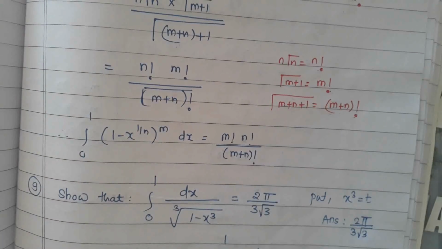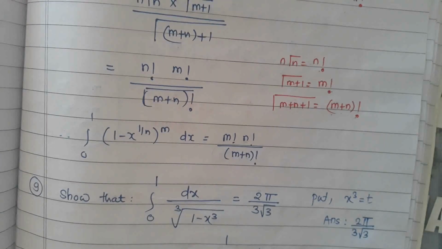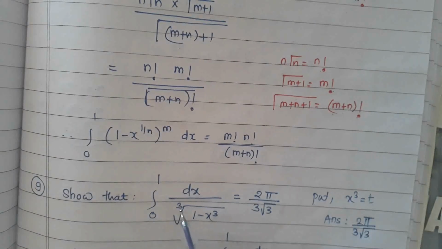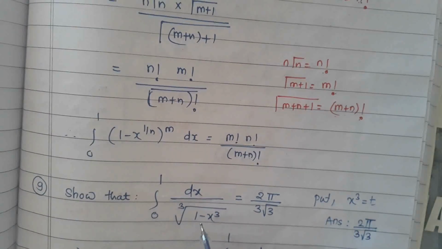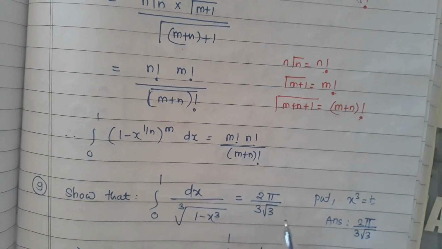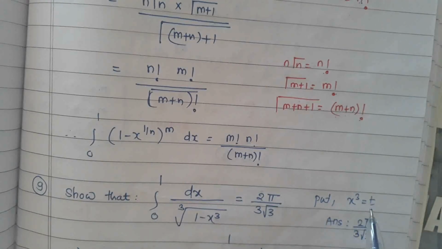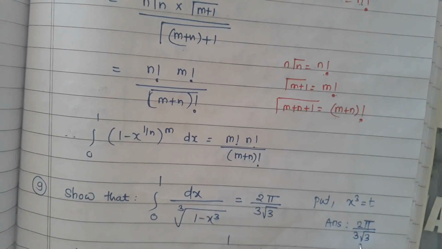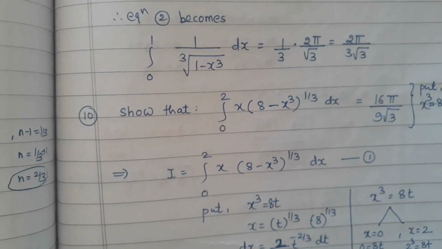Using all the above problems, you can solve the next two practice examples. Show that integral 0 to 1 dx over cube root of (1 minus x cube) is equal to 2 pi upon 3 root 3. So use the substitution x cube is equal to t and show that it is equal to 2 pi upon 3 root 3. Thank you.